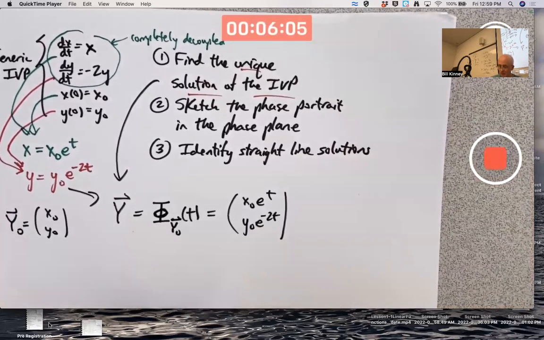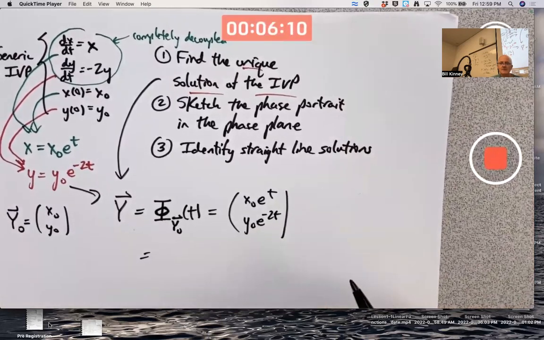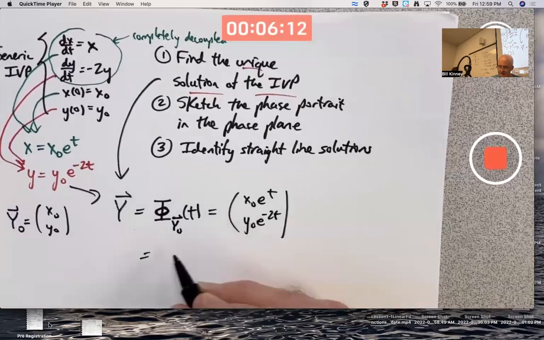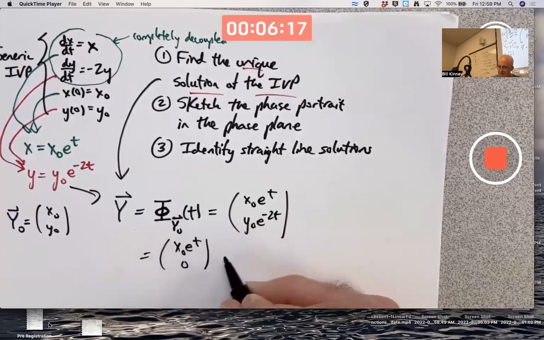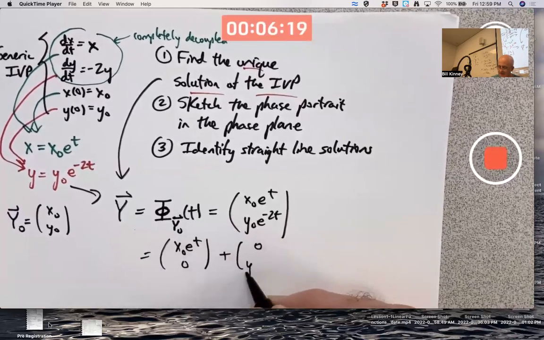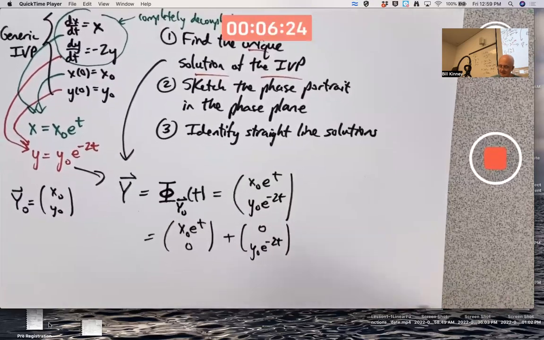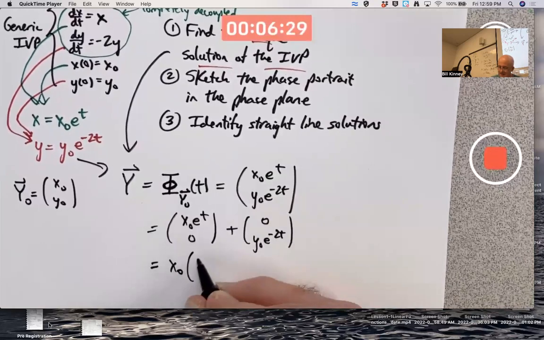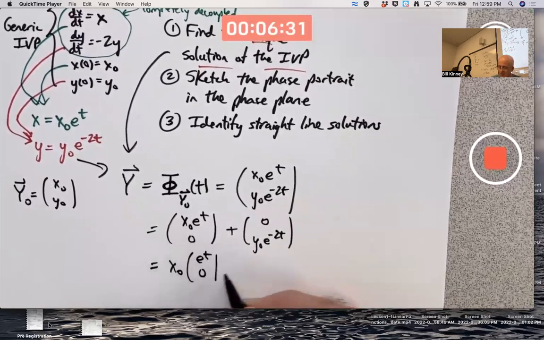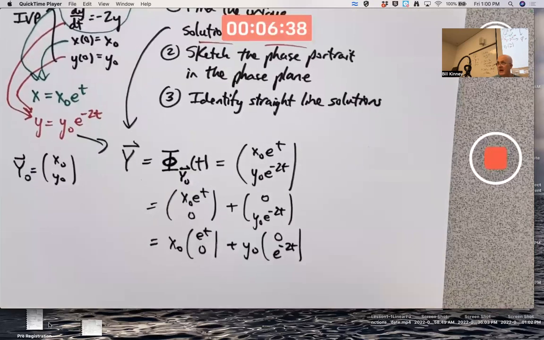And let's actually relate this to a matrix multiplication. I could think of this vector as the sum of two vectors, x0 e to the t, 0, plus 0, y0 e to the negative 2t. And I also could write that as a linear combination. I can pull the scalars out in front: x0 times (e to the t, 0) plus y0 times (0, e to the negative 2t). That's a linear combination of a couple of column vectors.